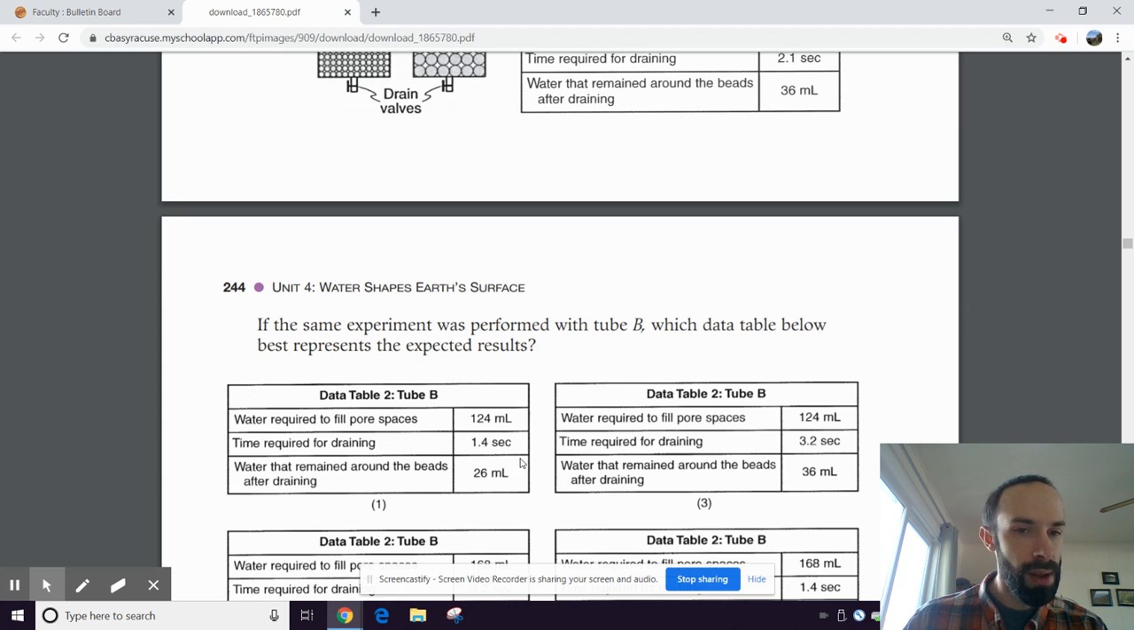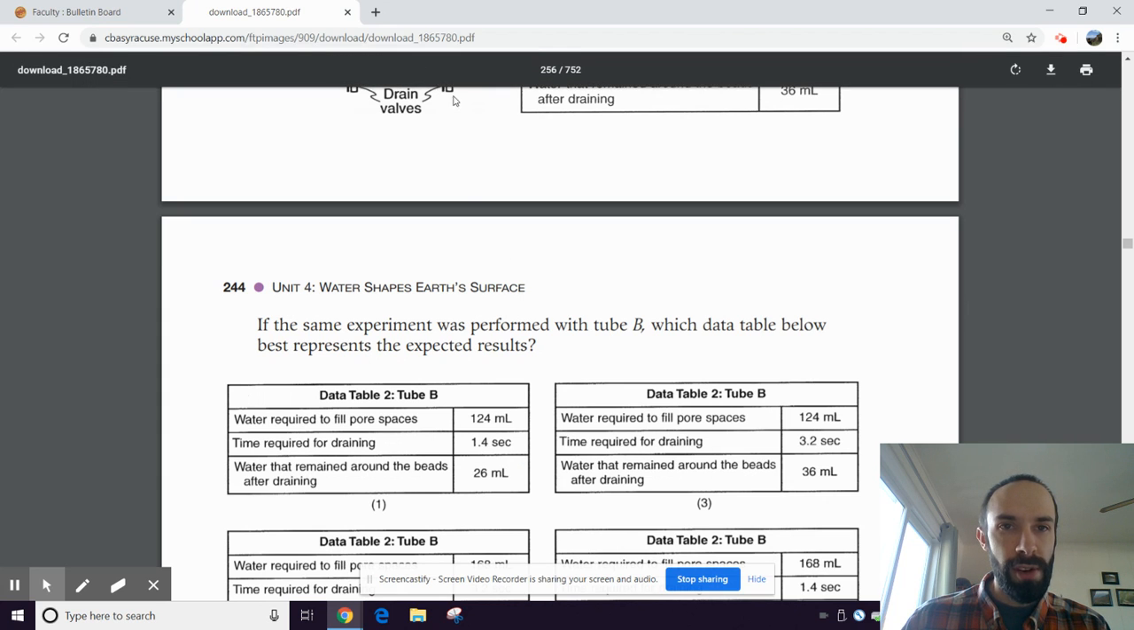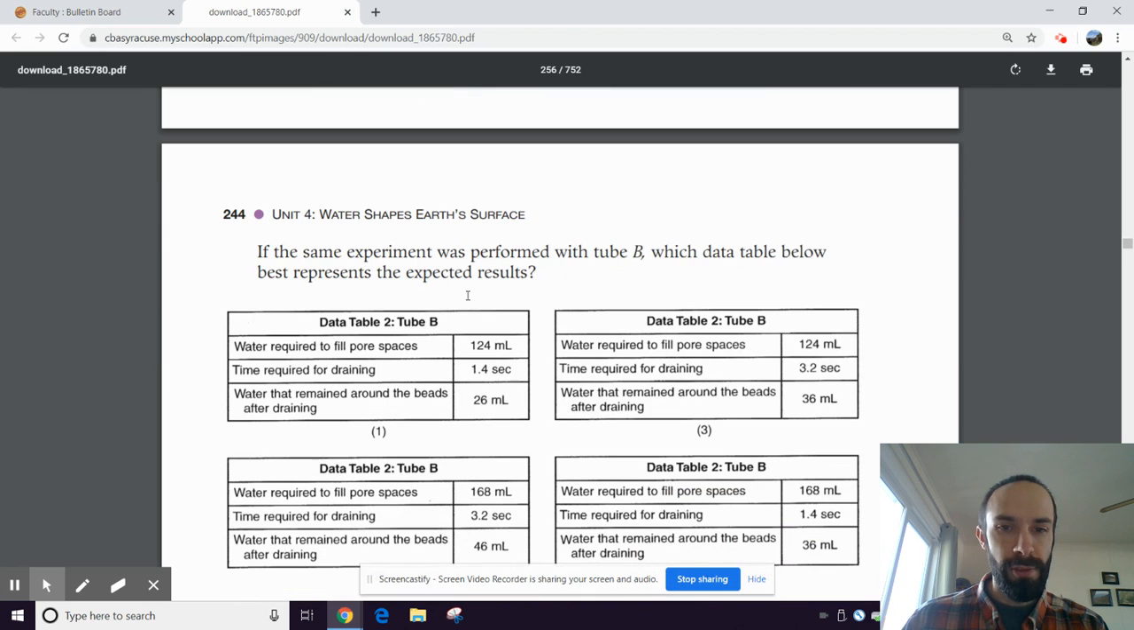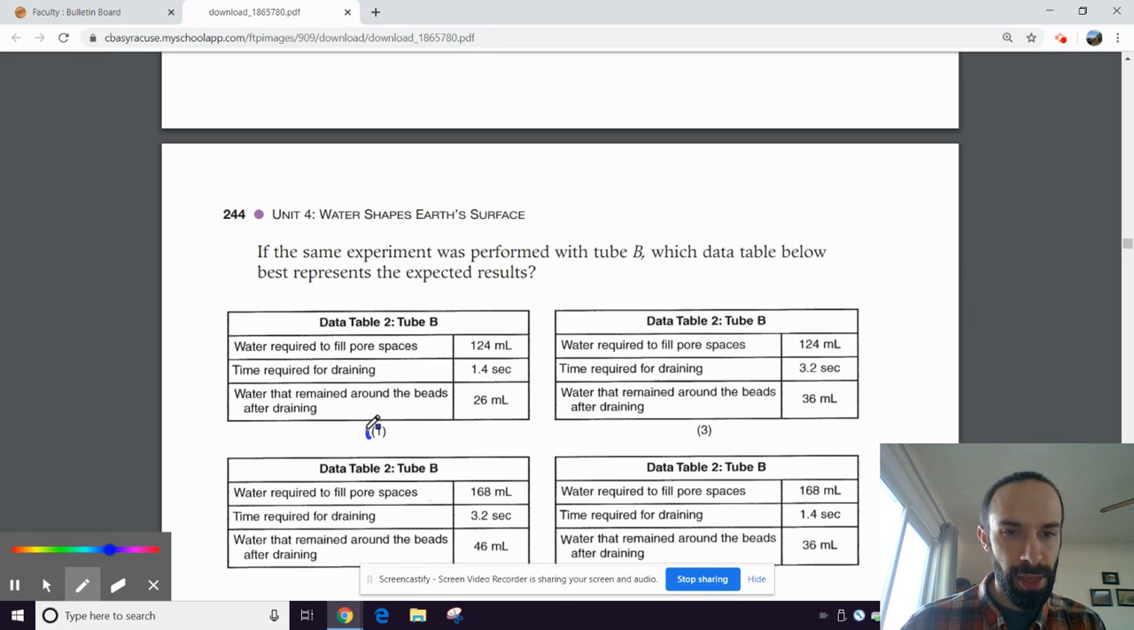here. Now, you would expect water to go through the tube B a lot faster because the gaps are bigger, and therefore we would have less time to drain, and therefore the answer is number 1 for this question. Okay, so that takes a little bit of thought there. You have to kind of go through each thing. The permeability of tube B is higher, but the porosity is the same. Okay?